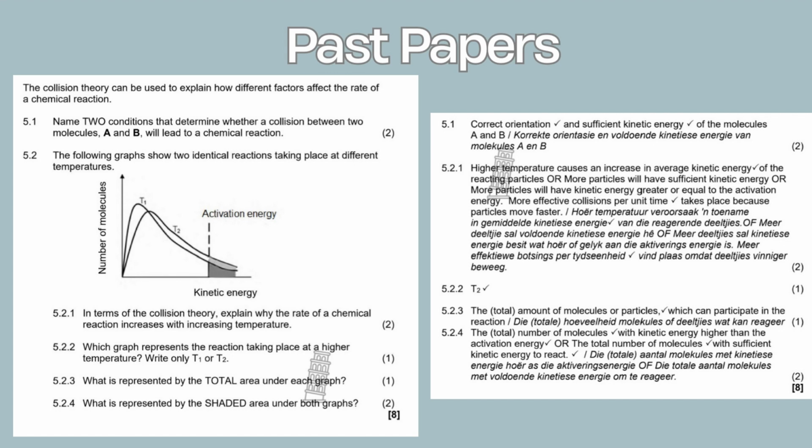What is represented by the total area under each graph? The total amount of the molecules or the particles which can take place in the reaction. That is what is represented. What is represented by the shaded area under both graphs? That is the total number of molecules with kinetic energy higher than the activation energy.